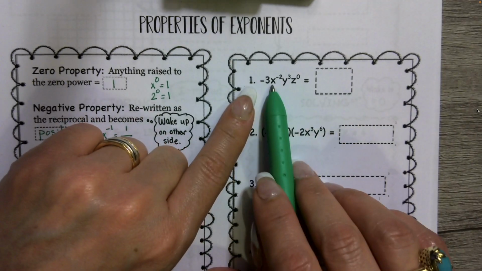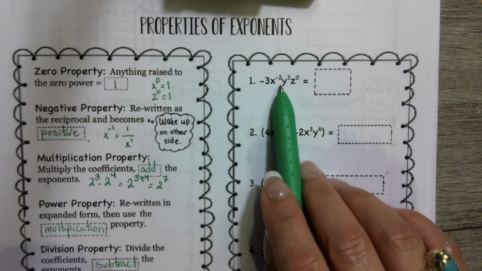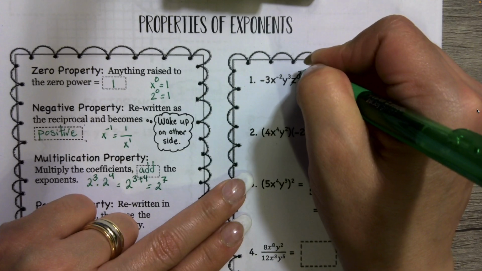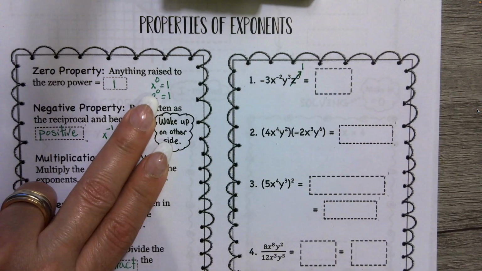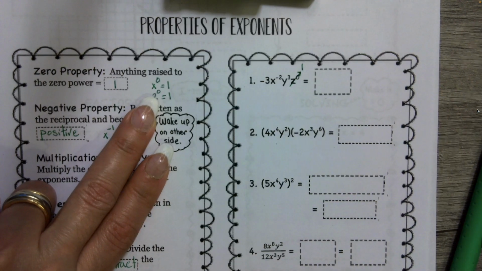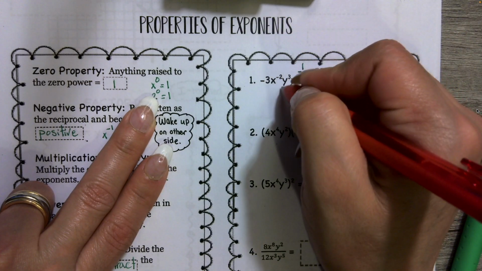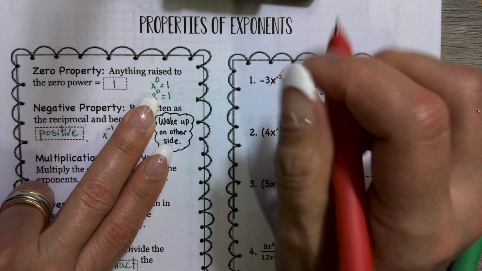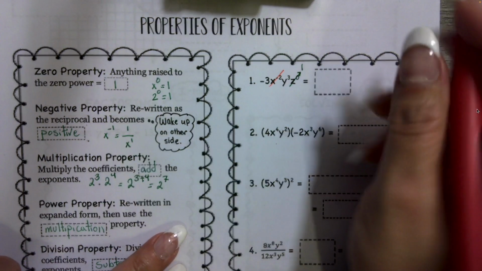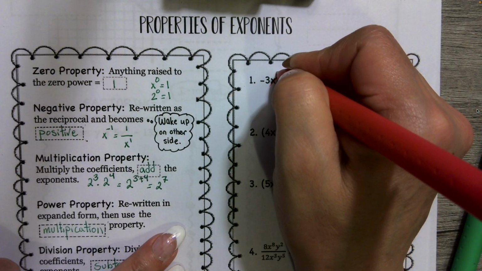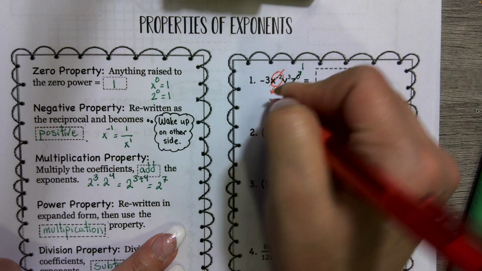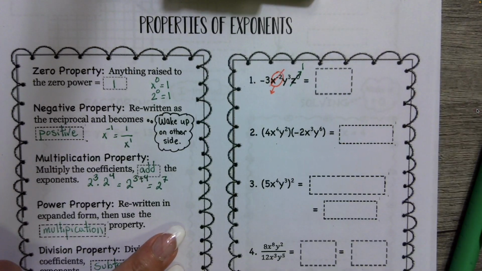So negative 3x to the power of negative 2, y to the power of 3, z to the power of 1. Okay, so this one we know is 1. This one is just y to the power of third, but this one is negative. So that means it should go down to the bottom one. Okay? So I'm going to rewrite it this way.